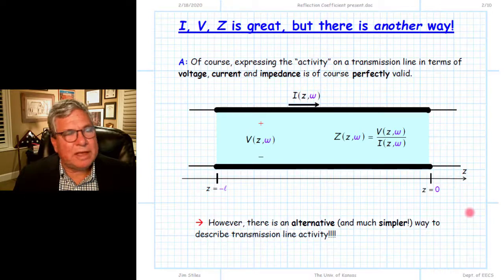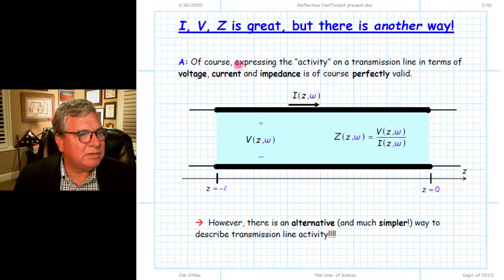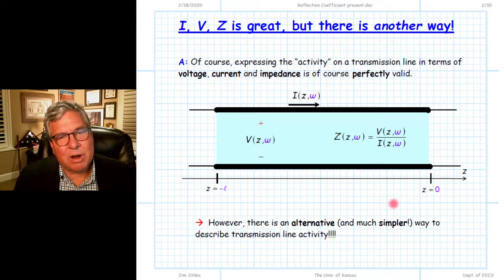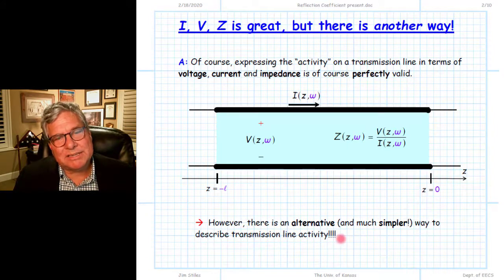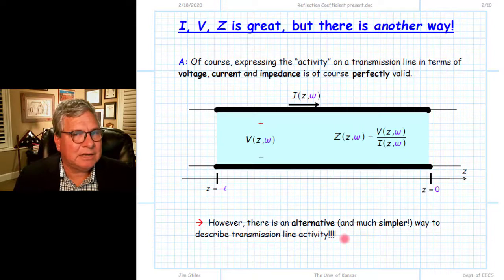All right, so that viewpoint, which I call the circuits viewpoint, total voltage, total current, and line impedance function, certainly is valid for basically solving any problem along our transmission line. But it turns out there's an alternative way of expressing transmission line activity and finding answers. And again, I emphasize this word alternative. This isn't an addition to, it's an instead of.